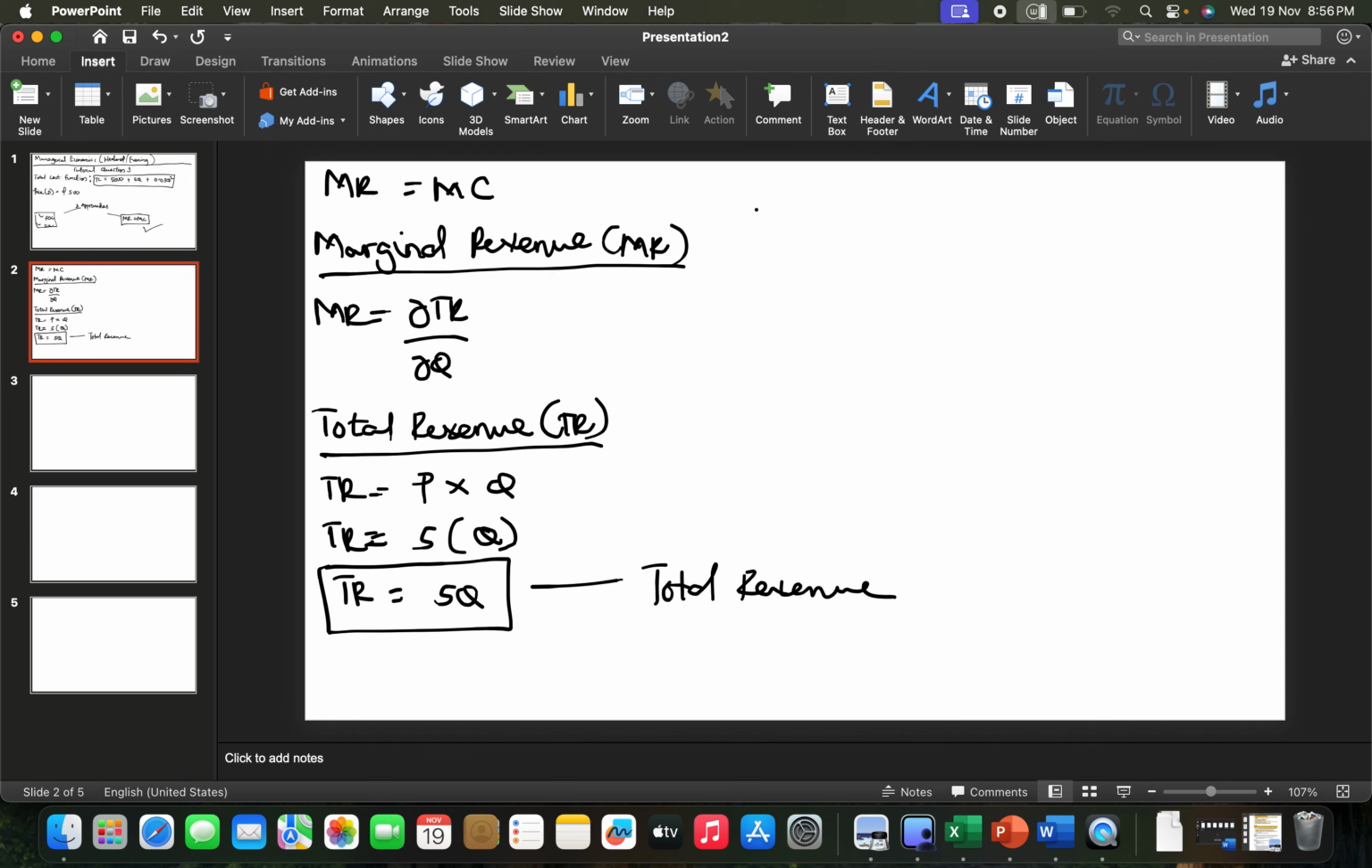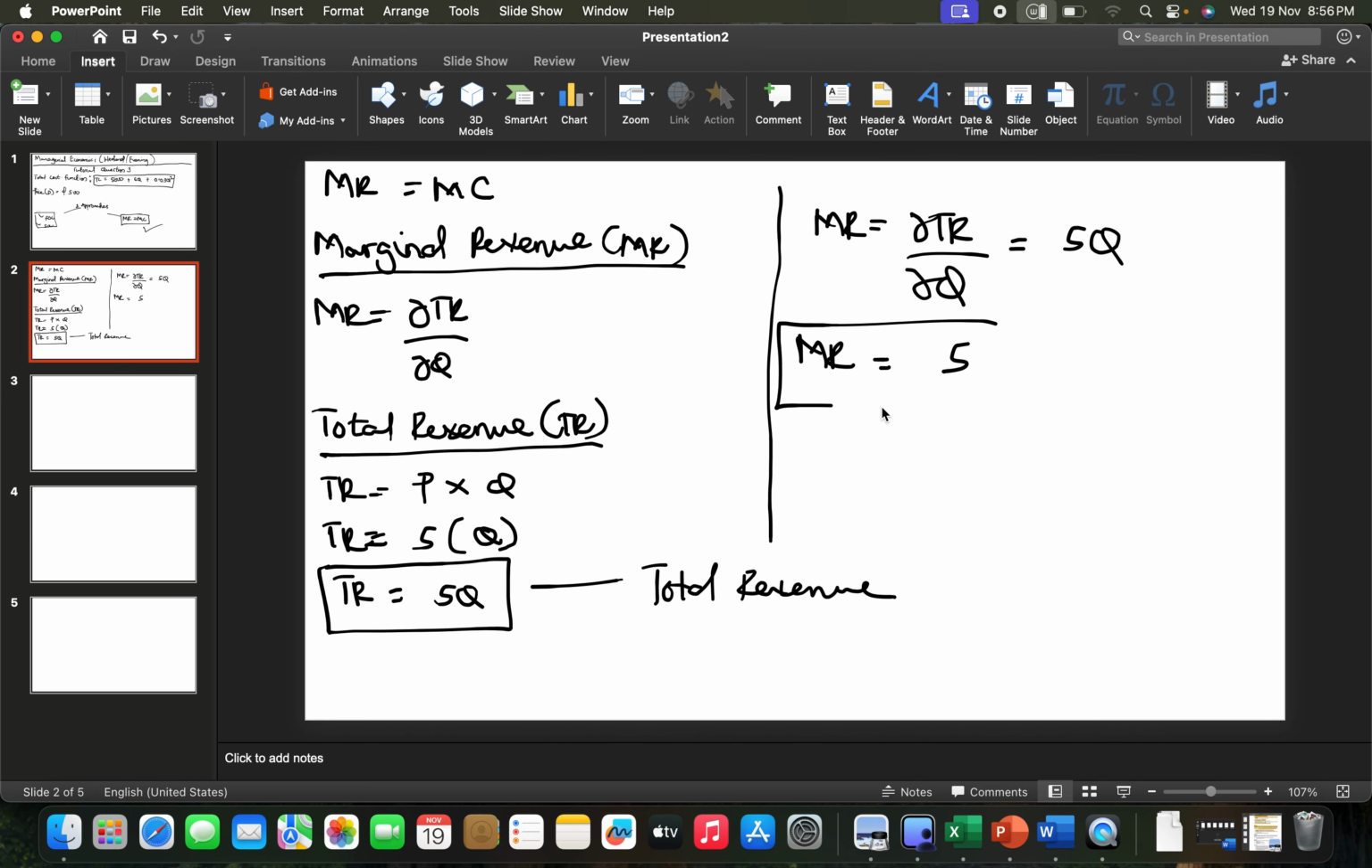Since we have total revenue, we can now find marginal revenue. In finding marginal revenue, you find the derivative of what? Total revenue with respect to Q. So the total revenue was 5Q. So the marginal revenue becomes 5. So this is marginal revenue. Now we need marginal cost.